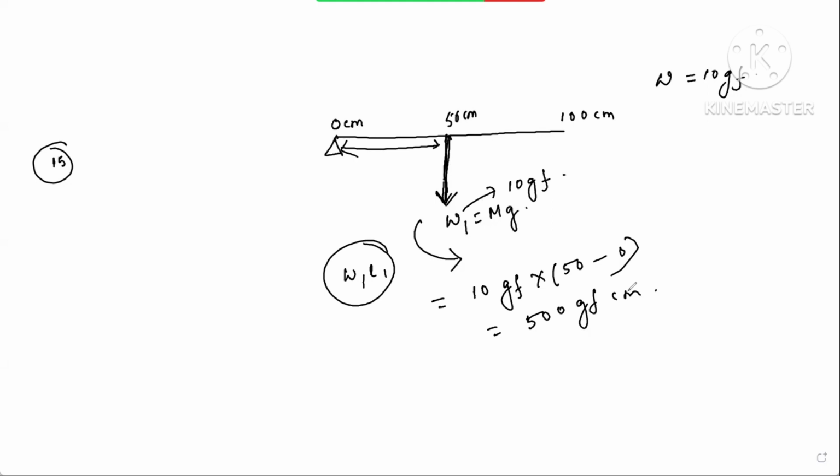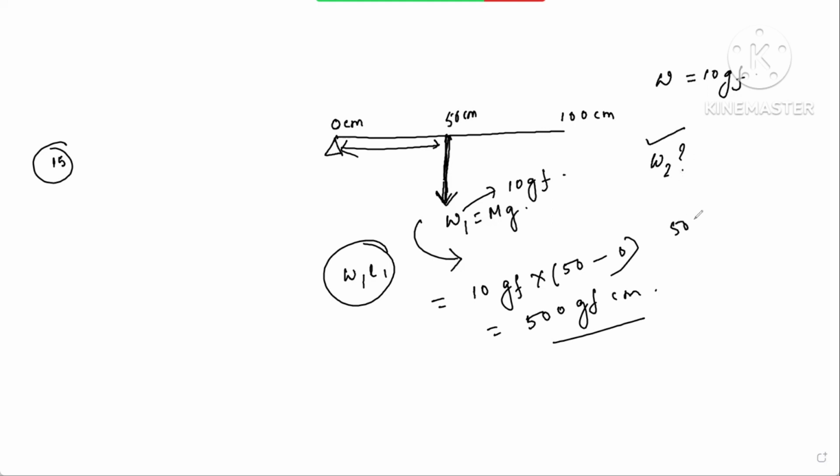So what moment depresses the rule? 500 gram force centimeter. Now, how can it be made horizontal by applying least force? It can be made horizontal if it is balanced by a clockwise moment. So now let the next weight be W2. We have to find W2.